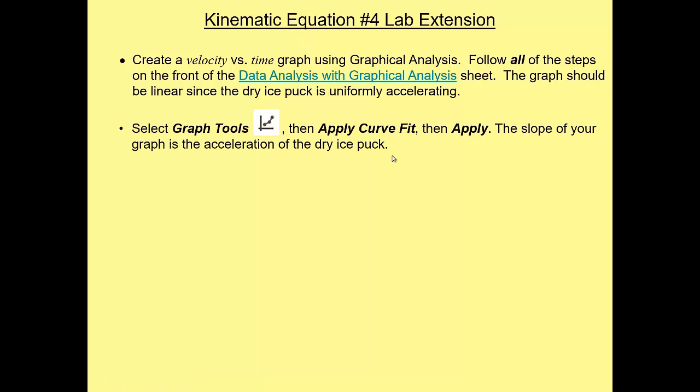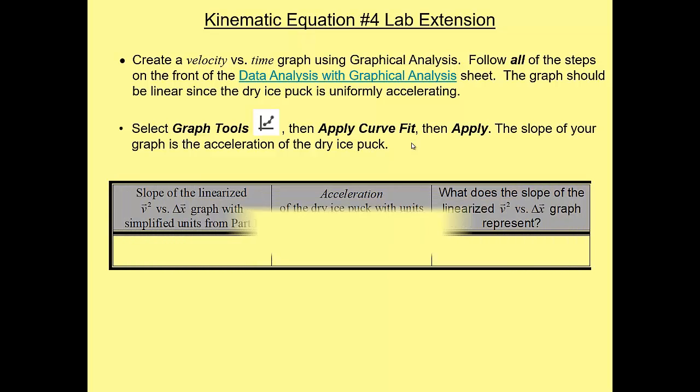The graph will be linear. And since it's linear, I want you to then do a linear curve fit, so that we can see the linear regression on it, the linear fit of it. So take a moment here, pause, create a velocity versus time graph in graphical analysis. By the way, you've already got the velocity and the time columns there. You just have to change the graph so you can see it. Okay.